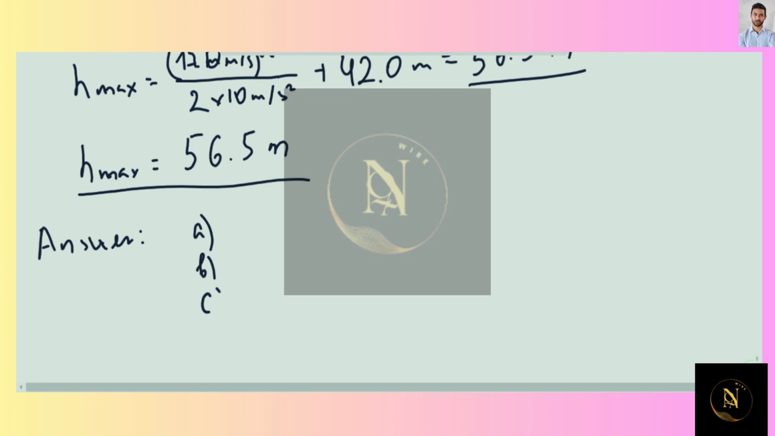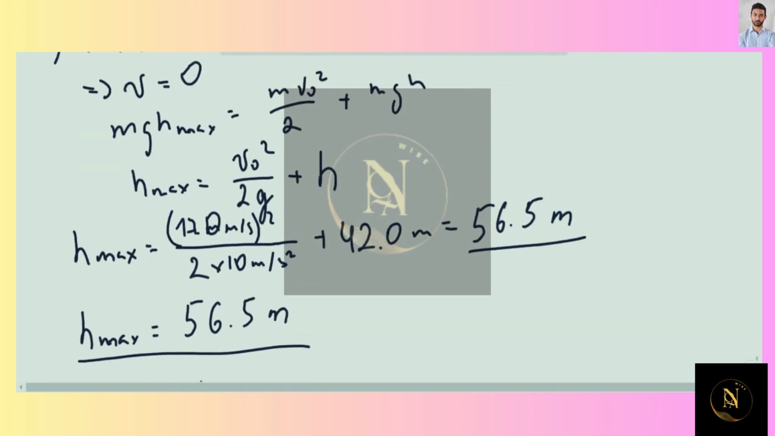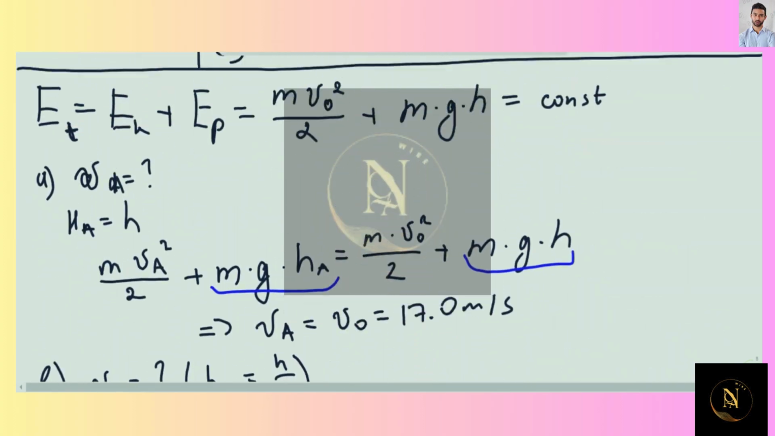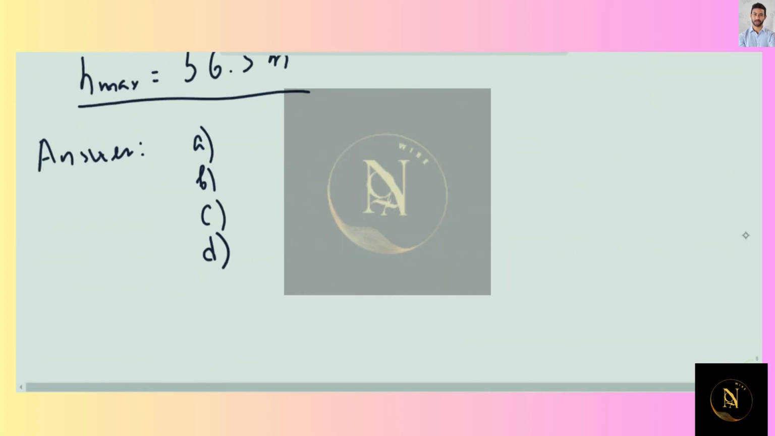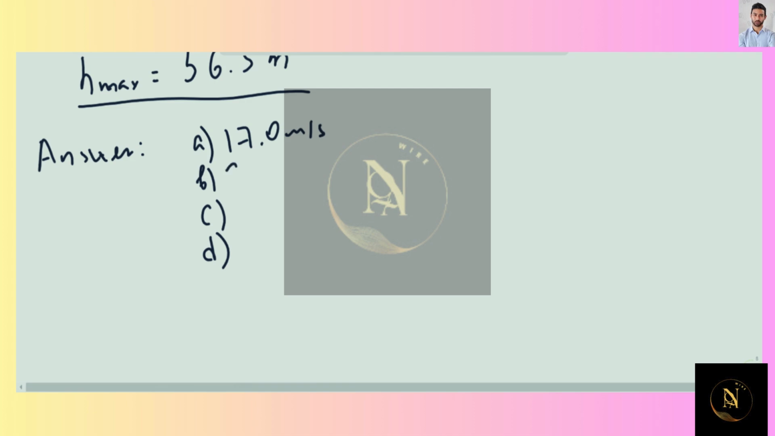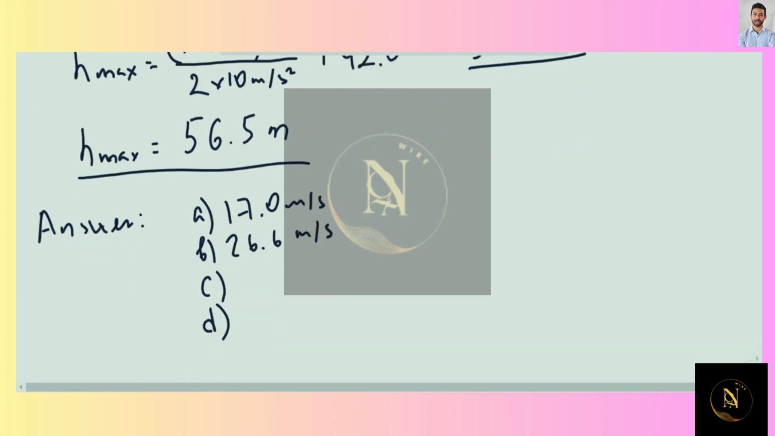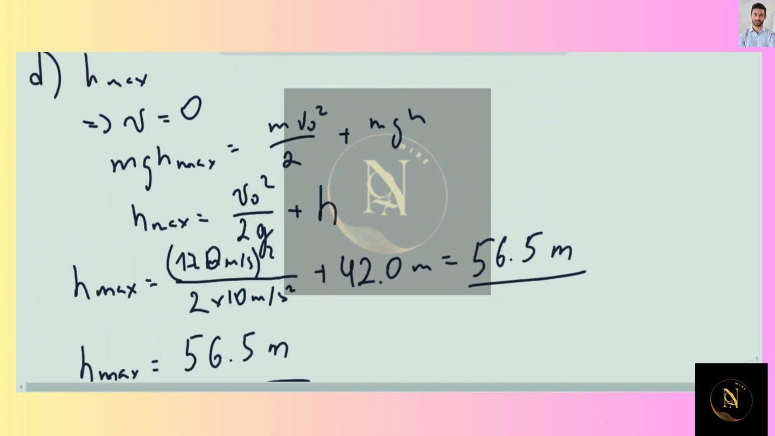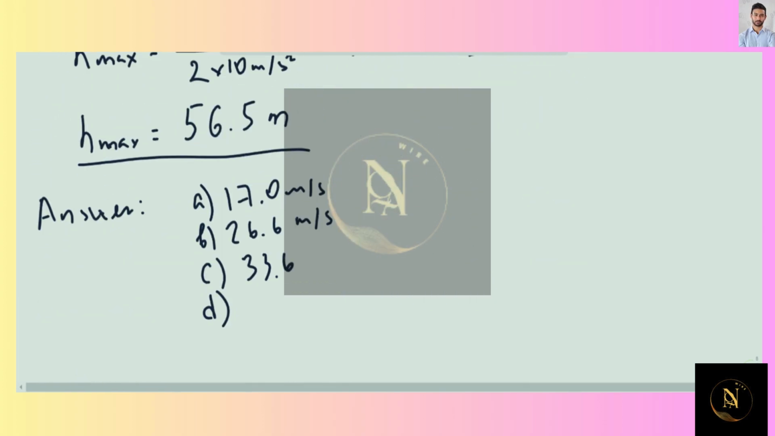So for question A, the answer is 17 meters per second. Then 26.6 meters per second. Then 33.6 meters per second. And the last answer is 56.5 meters. So now we've completed this question.